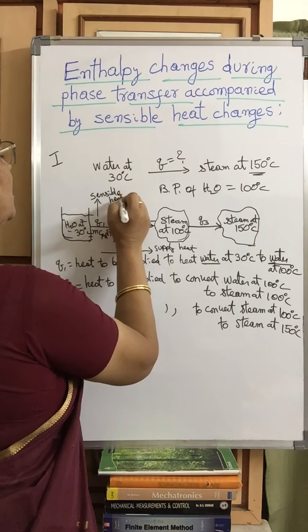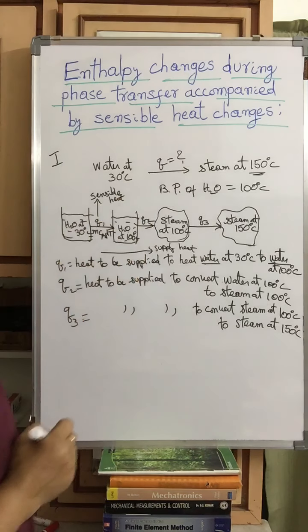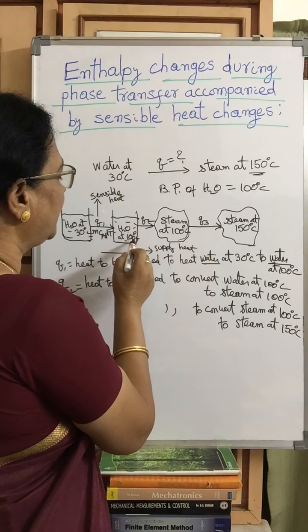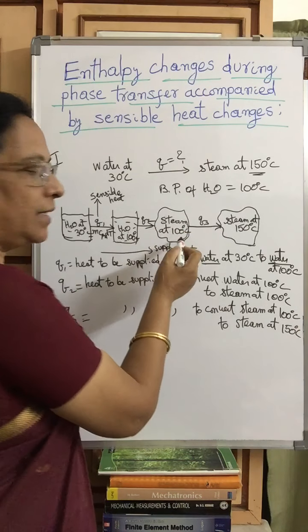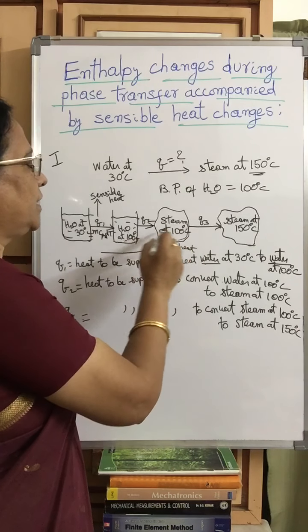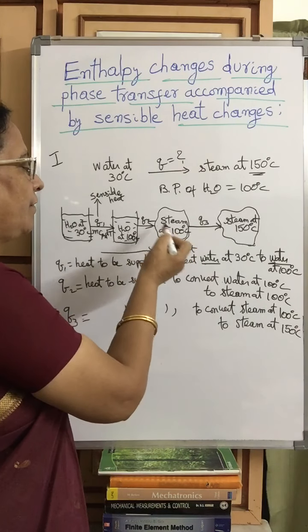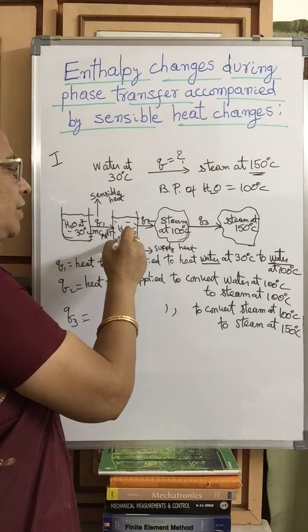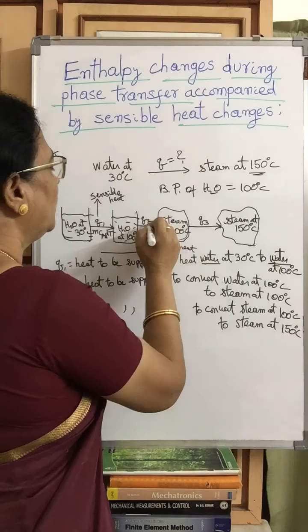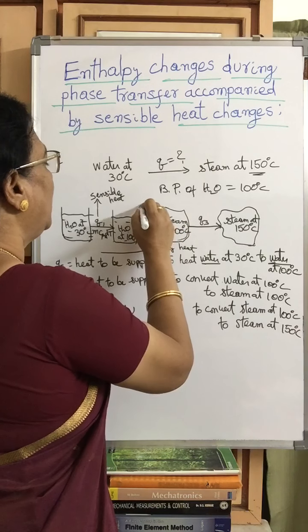Sensible heat. Okay. Next, Q2. Here water is at 100, steam is at 100. Temperature is not changing, temperature is remaining constant, but phase is changing from liquid phase to vapor phase. Okay. So this is what now, latent heat.